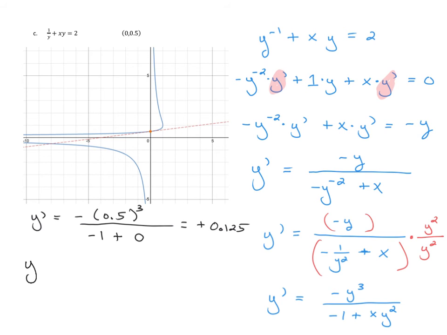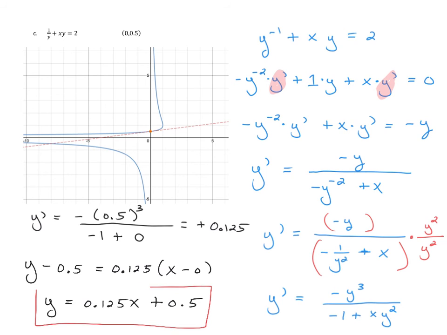My equation is going to be y minus the y value, which is 0.5, equal to the slope times x minus 0. If you solve for y, this is 0.125x plus 0.5. And that's it.